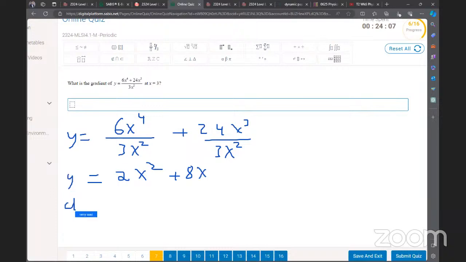Okay, time to differentiate now. 4x plus 8, and then I will replace x now by 3. 4 times 3 is 12. 12 plus 8 is 20. Okay, next question.